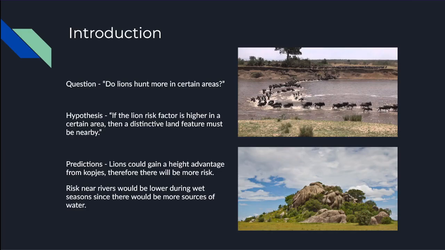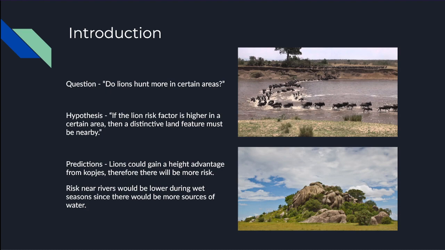So, for our introduction, when we were posed with this assignment and getting a question, most of the topics were about the prey animals, but we wanted to look into the predator animals. With the data set that we were given, the only predator we had access to were lions. So one of the questions we came up with was, do lions hunt more in certain areas? Because we thought about how, in the Serengeti, especially during dry seasons, there's not a lot of areas to get water, and that could make a good hunting place for lions.